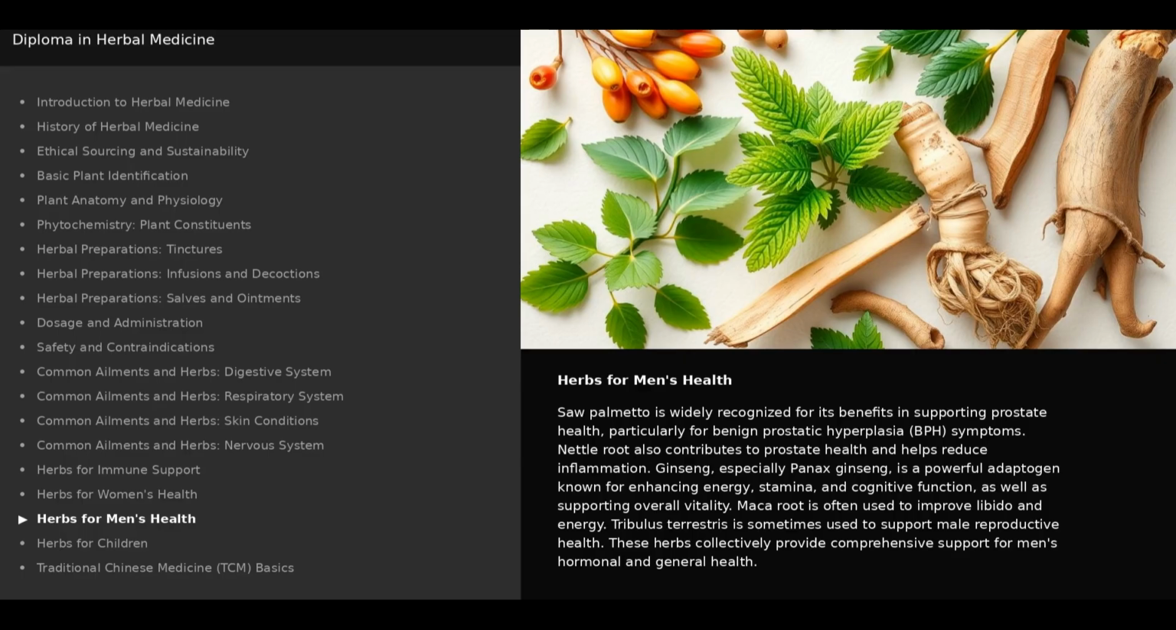Ginseng, especially Panax ginseng, is a powerful adaptogen known for enhancing energy, stamina, and cognitive function, as well as supporting overall vitality. Maca root is often used to improve libido and energy. Tribulus terrestris is sometimes used to support male reproductive health. These herbs collectively provide comprehensive support for men's hormonal and general health.